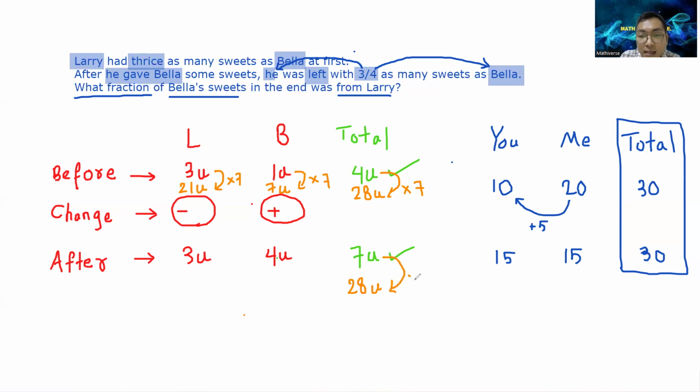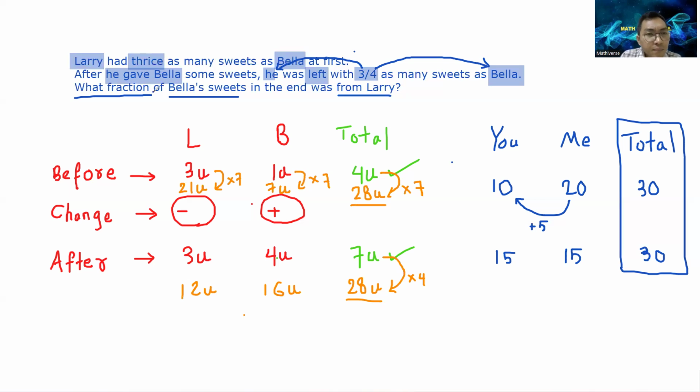7 to 28 is times 4, right? That's why 4 times 4 is 16, and 3 times 4 is 12. So 12, 16, 28. Right now, everyone, we get the same total. 28 units, 28 units. So we have to solve by using these. Okay, right now we are about to begin.